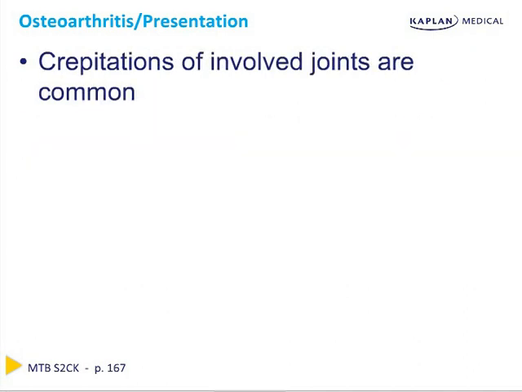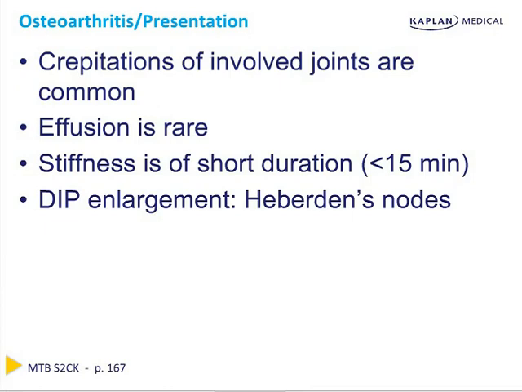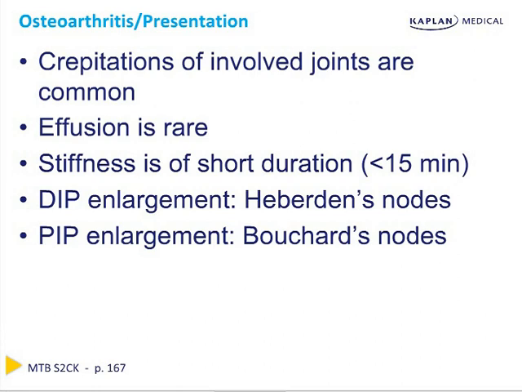A patient with osteoarthritis or degenerative joint disease will present with crepitations of the involved joints. They may have effusions, but they are rare. The stiffness is of short duration, usually less than 15 minutes. The DIP joints, when they're enlarged, are called Heberden's nodes, and when the proximal interphalangeal joints are enlarged, those are called Bouchard's nodes.